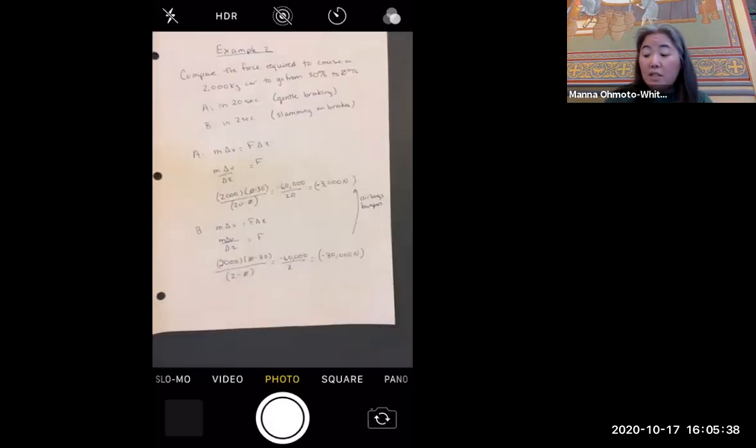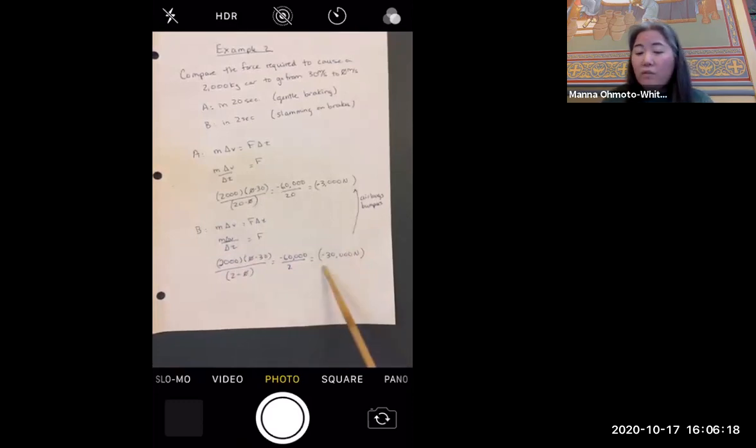Well, let's compare that to the situation in which instead of braking in 20 seconds, I'm braking in 2 seconds. So I go through the same thing. m delta v is equal to F delta t. I isolate for force. But in this case, even though my numerator is the same, my denominator is much smaller. My change in time is 2 minus 0 seconds, or 2 seconds. So now my force required is going to be negative 60,000 over 2, or negative 30,000 newtons. Right? So if I'm braking in a lot less time, the force required to stop is going to be a lot higher. That's really hard on the body, right?